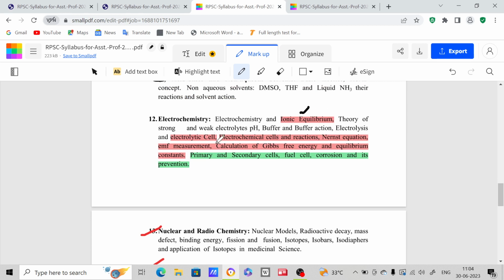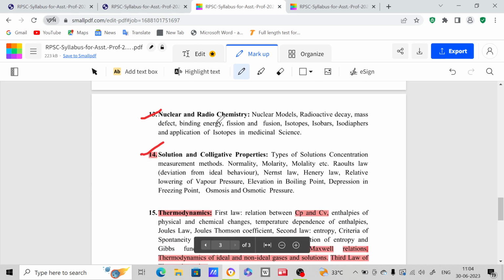And electrochemistry, electrolytic cell, electrochemical cell, Nernst equation, very important for CSIR NET. And this gives free energy, very important. Equilibrium constant, very important. Just do one thing, practice questions from CSIR NET and GATE regarding this electrochemistry. CSIR NET and GATE questions are more than enough. Just do practice. So next one is nuclear and radiochemistry.